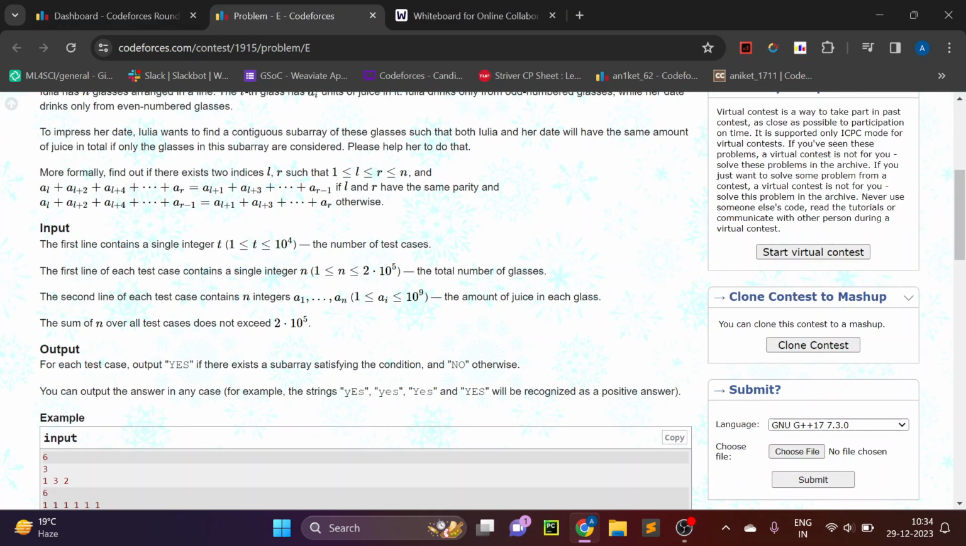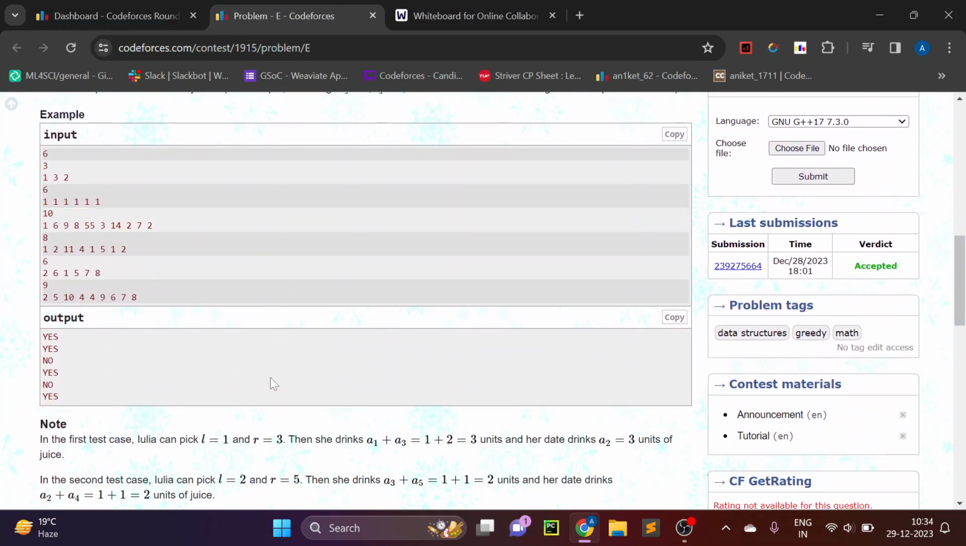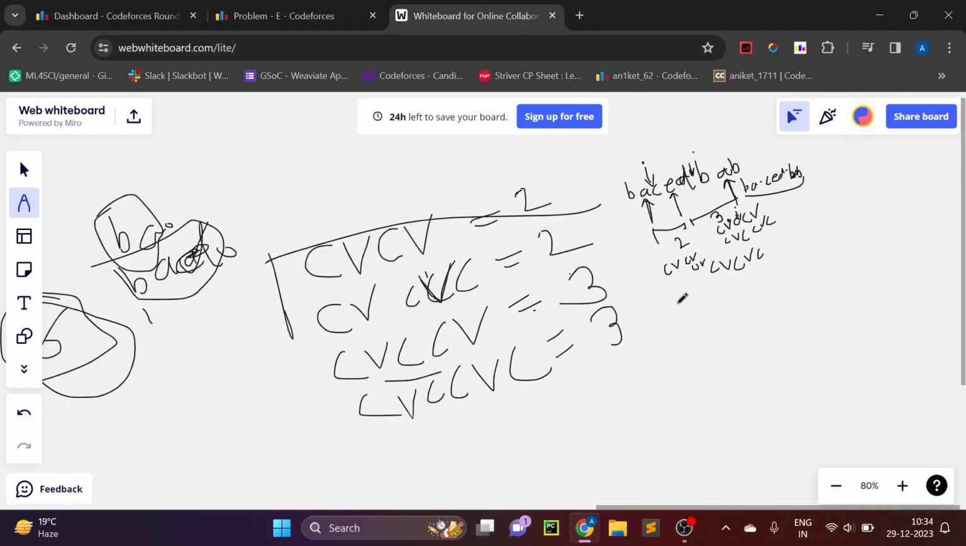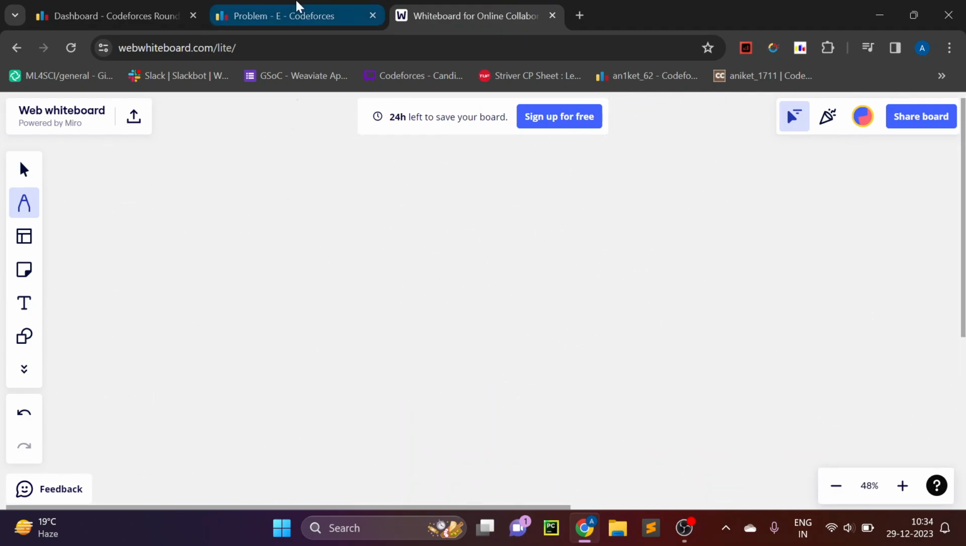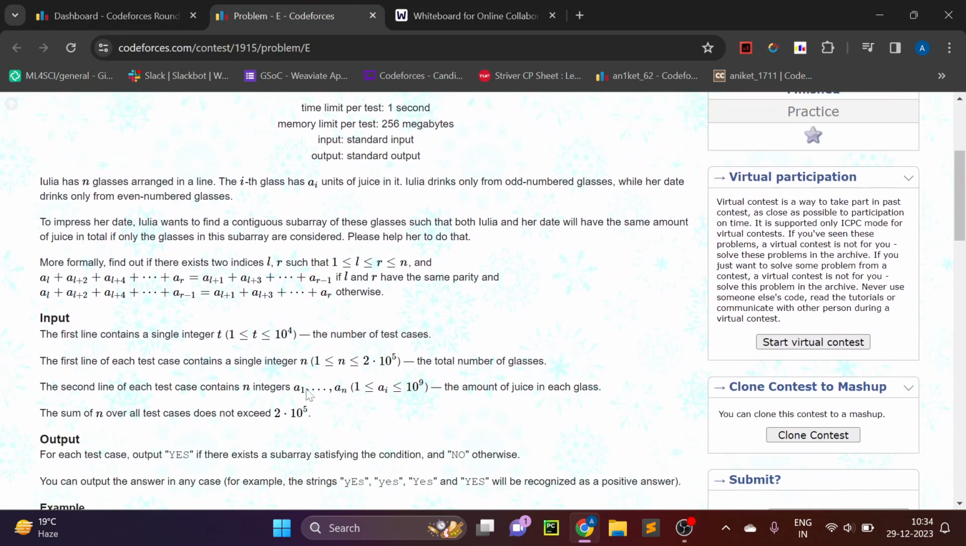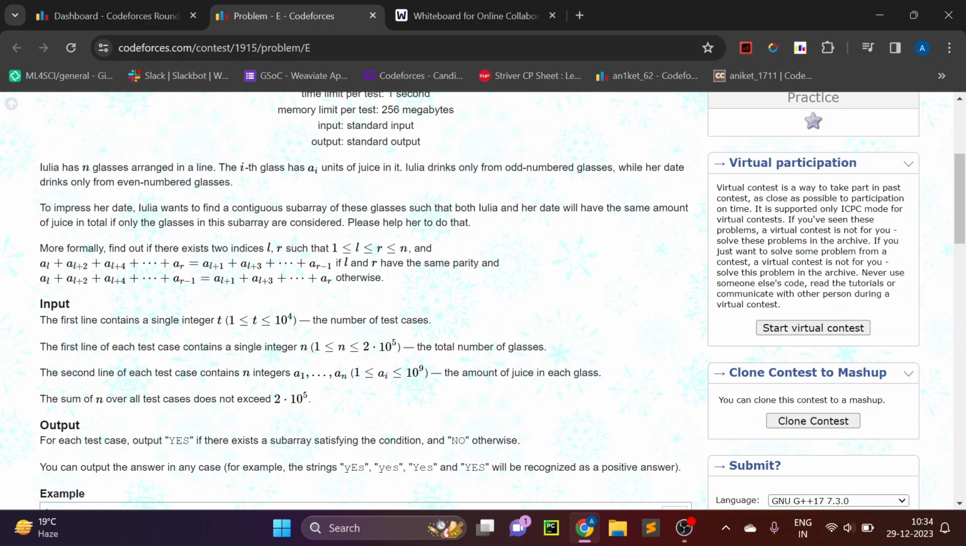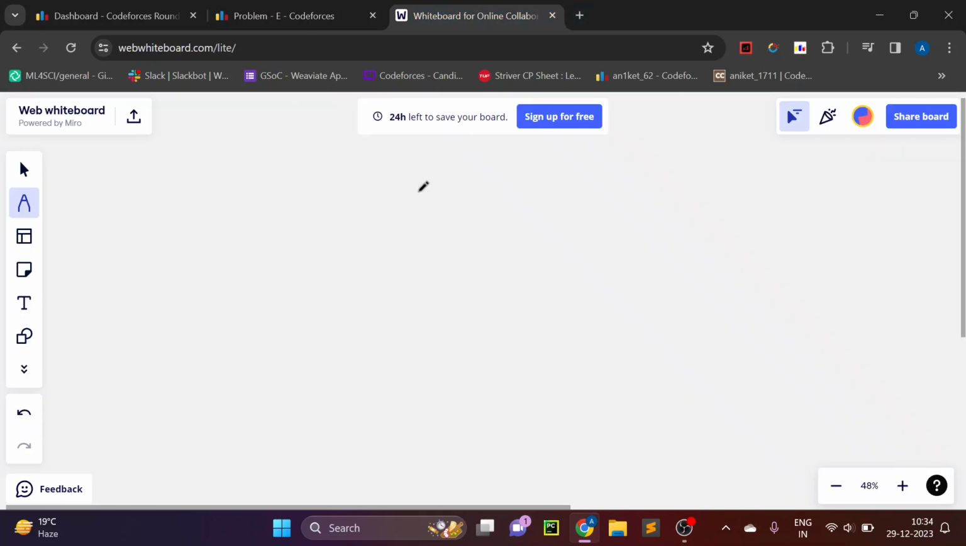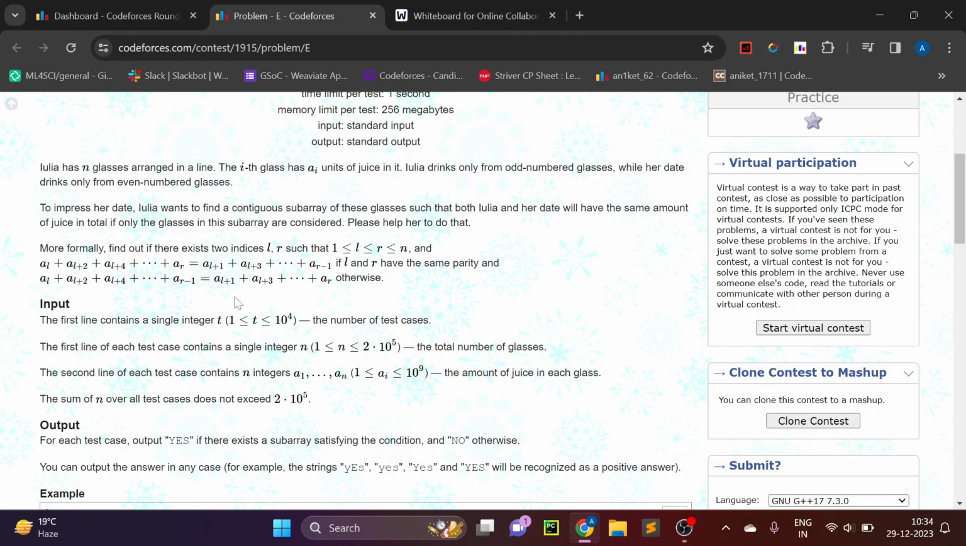So this is a very interesting question. We are given an array of length n, and we have to find two indices L and R such that the sum of all elements at odd positions must be equal to the sum of all elements at even positions.